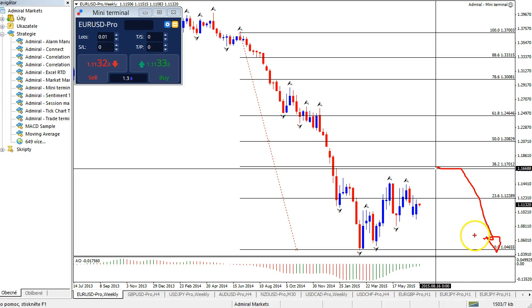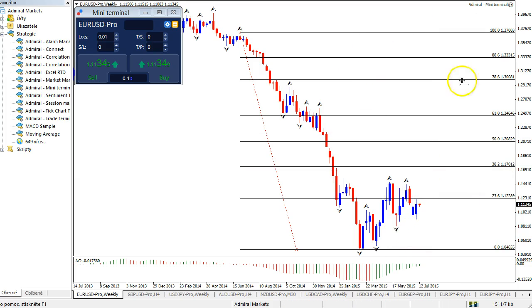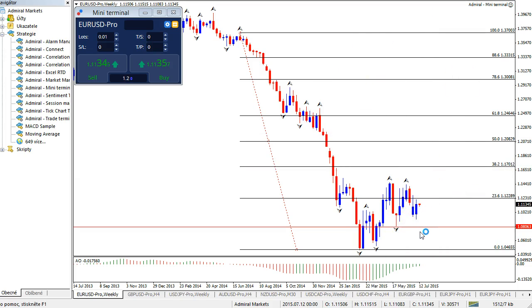Now, will price get there? I'm not sure. If price does break through this support line, I might not expect that anymore. For the moment, as long as it stays above 1.08, I am still holding on to the fact that price could get up to 38.2, which would be a big turning spot for the downside.